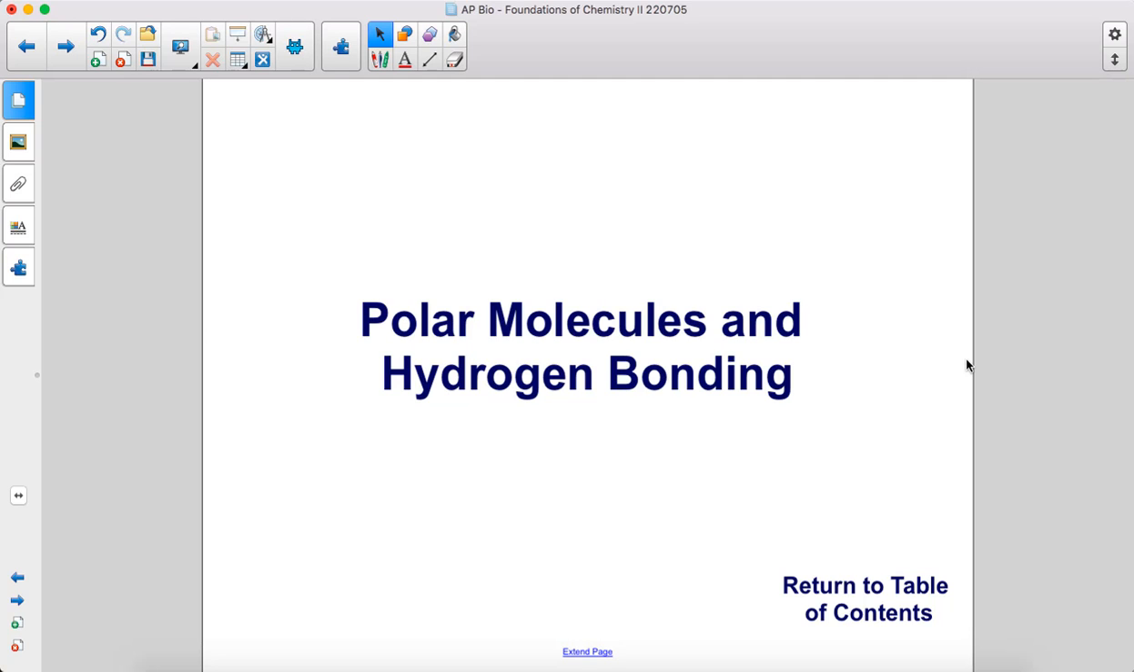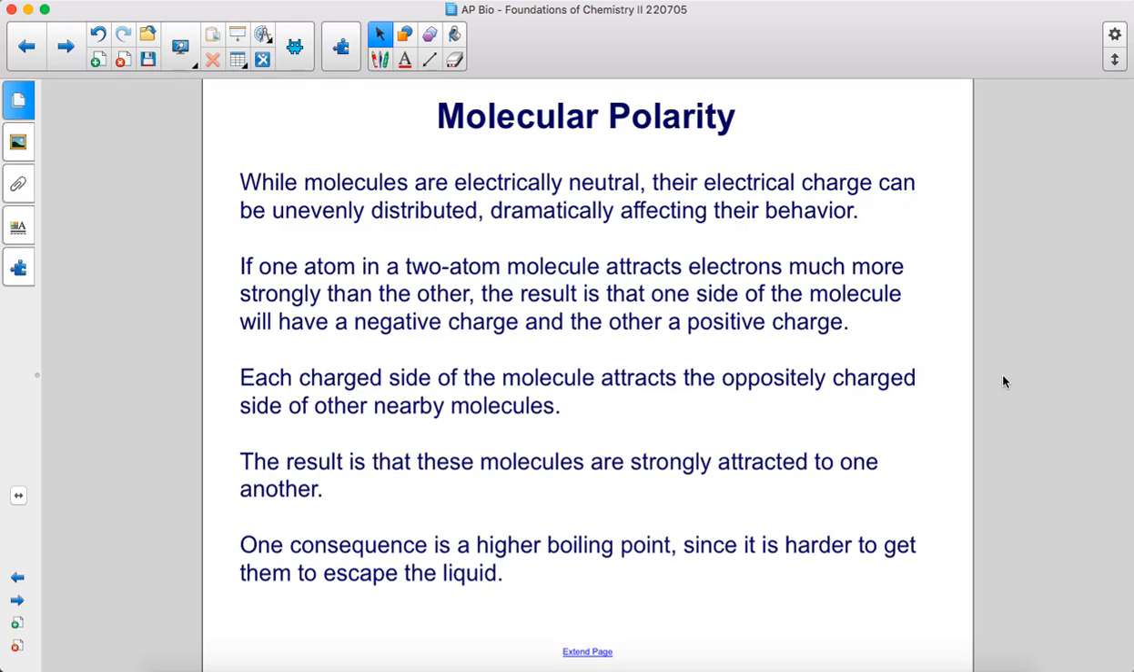Molecules and hydrogen bonding. While molecules are electrically neutral, their electrical charge can be unevenly distributed, dramatically affecting their behavior. If one atom in a two-atom molecule attracts electrons much more strongly than the other, the result is that one side of the molecule will have a negative charge and the other a positive charge. Each charged side of the molecule attracts the oppositely charged side of other nearby molecules. The result is that these molecules are strongly attracted to one another. One consequence is a higher boiling point, since it is harder to get them to escape the liquid.